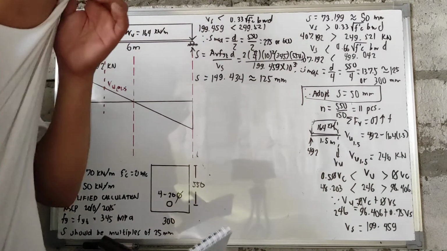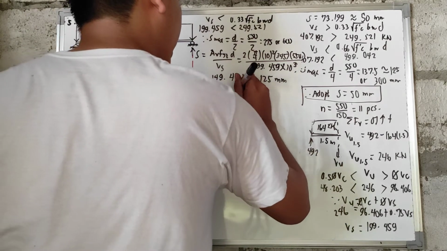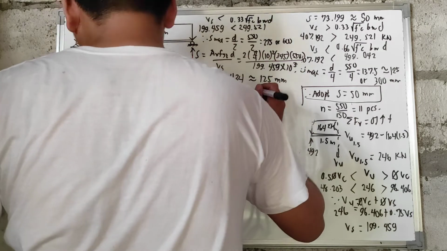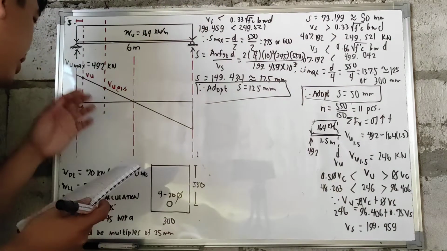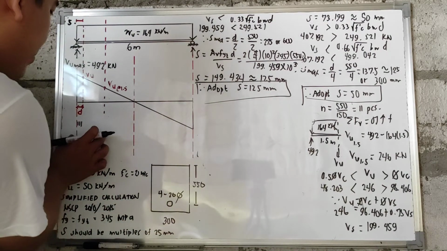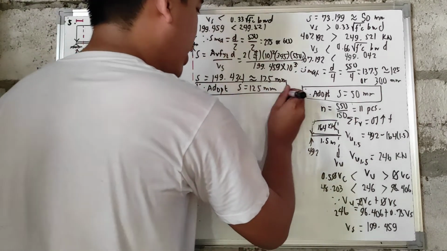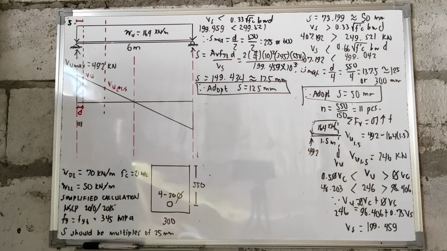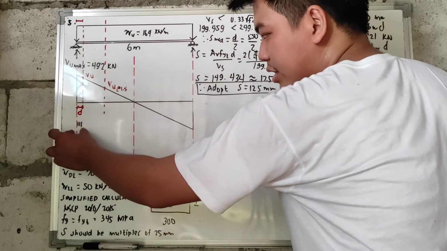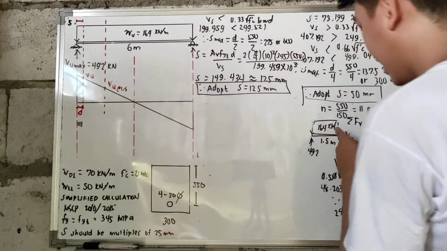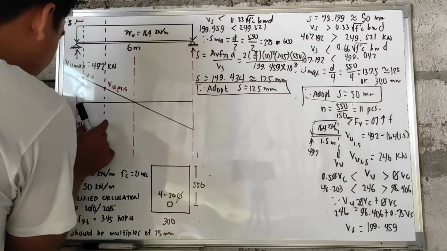So kukunin natin yung lowest sa tatlo. So therefore, adopt S, which is equal to 125 mm. So meaning to say, at a distance of 1.5, maglalatag tayo ng stirrups na may spacing na 125 mm. Kaso nga lang, yung problema dyan is, at a certain distance D, meron nang nakalatag na spacing na 50 mm. So sir, paano po yun? Eh di maglatag tayo after that.